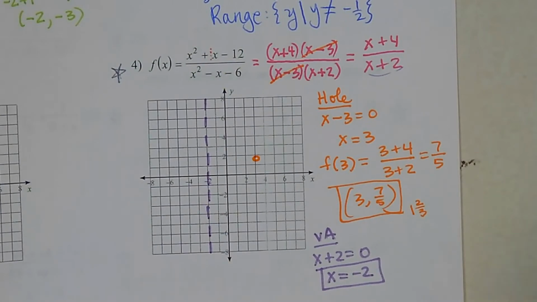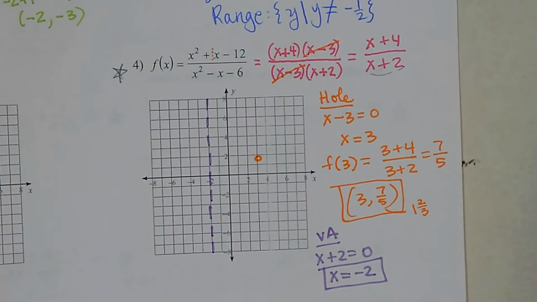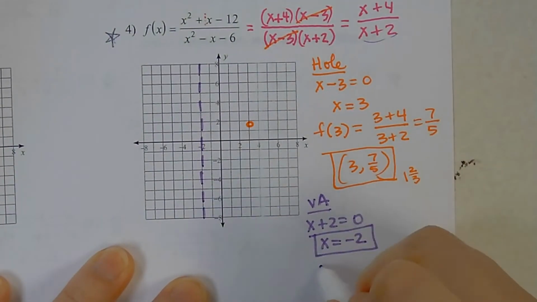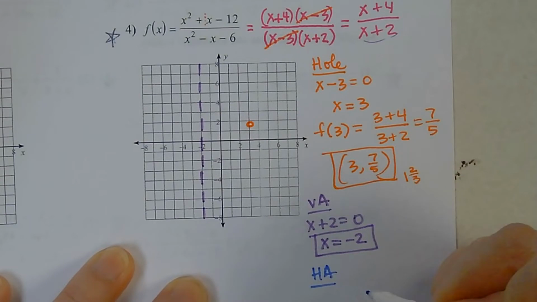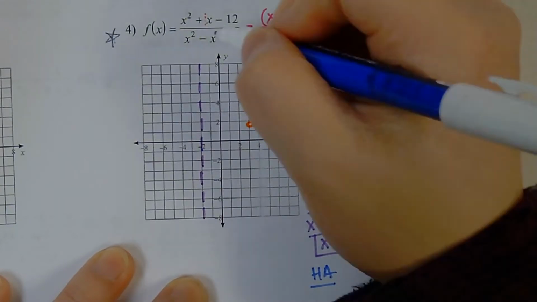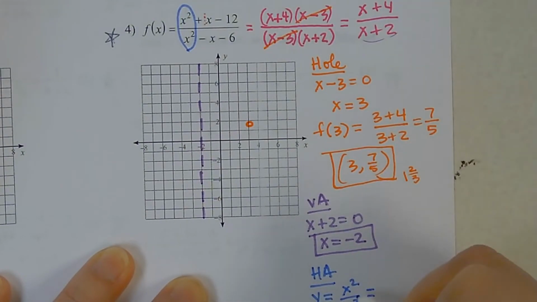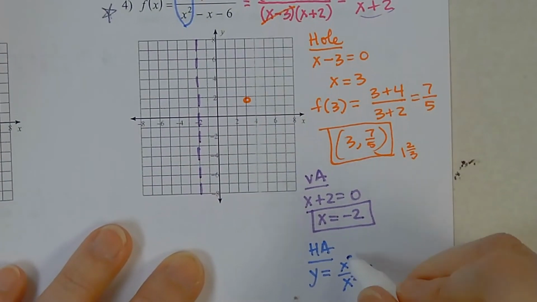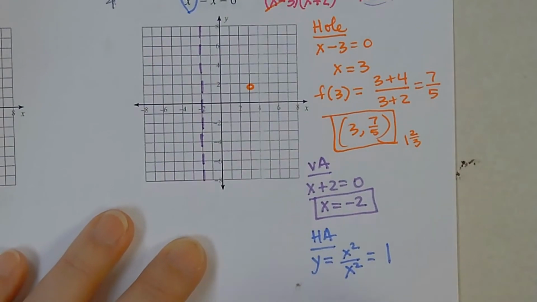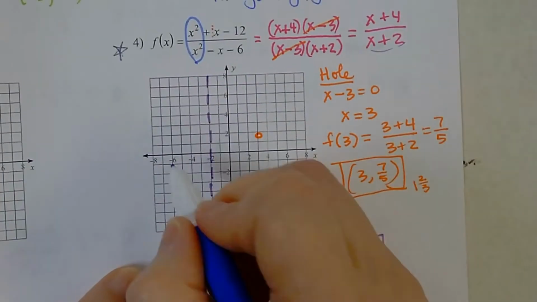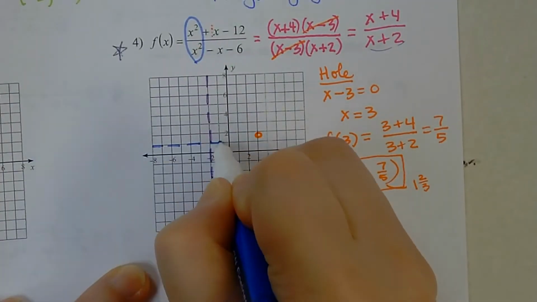And then we're going to go with the horizontal asymptote. Put that right below. So the horizontal asymptote is going to be, remember the first two terms right here, we're looking at that. So y is equal to x squared over x squared, which they both cancel out, and all you have left is just 1. So y is equal to 1. So we're going to go here where y is equal to 1, and that is our horizontal asymptote.